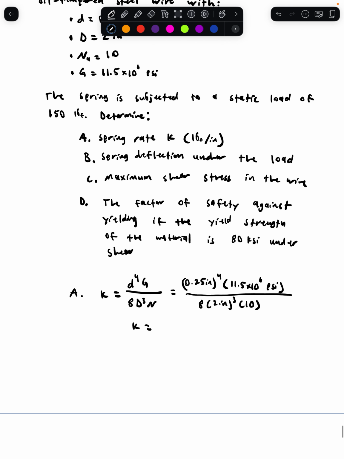So that's going to come to 70.19 pounds per inch. So in order to get this spring to change from its free length by 1 inch, you need to apply a 70.19 pound load.